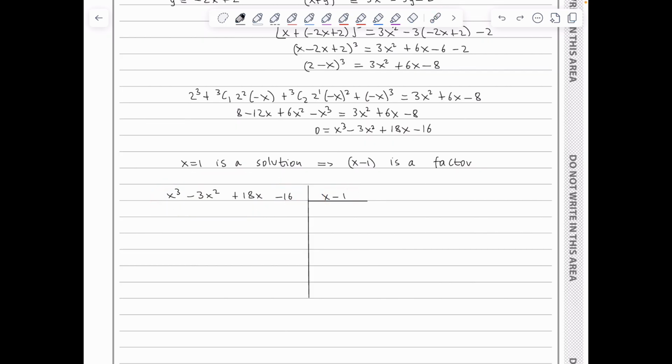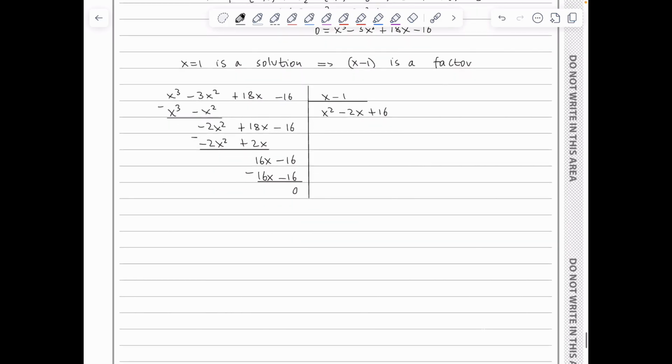So the first thing I write is an x squared term here. So I've got x cubed minus x squared, and I'm deducting. This leads to minus 2x squared plus 18x minus 16. So I need a minus 2x here, taking me to minus 2x squared plus 2x. I deduct again, and I get 16x minus 16. So a plus 16 here will give me 16x minus 16. And if I deduct again, I get the result of 0 as expected.